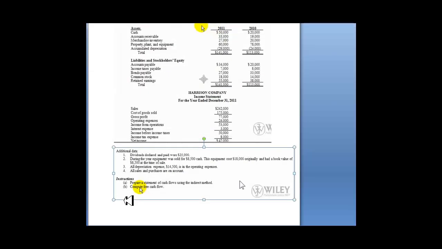So we flip over here to the additional data. During the year the equipment was sold for $8,500 cash, and this equipment cost $18,000 and had a book value at the time of the sale. So you could calculate the gain or loss on the sale. Sales and purchases on account. Dividends. So there we go, and we come up here to property, plant, and equipment. We had a change in value there, $18,000.